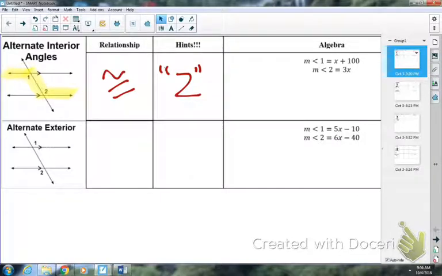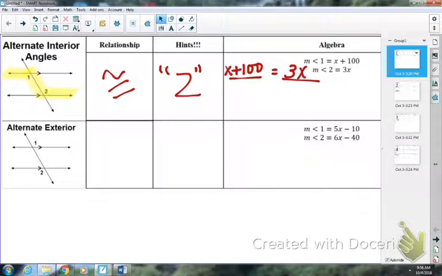Okay, so back to this problem here. If they are congruent, what does that mean again? What does congruent mean? They're the same. They're equal to each other. So equation-wise, you would say that one of them is equal to the other, right? So if I'm going to solve for x in this particular situation, one of the angles is x plus 100. So I'm going to say x plus 100 equals the other angle, which is 3x.